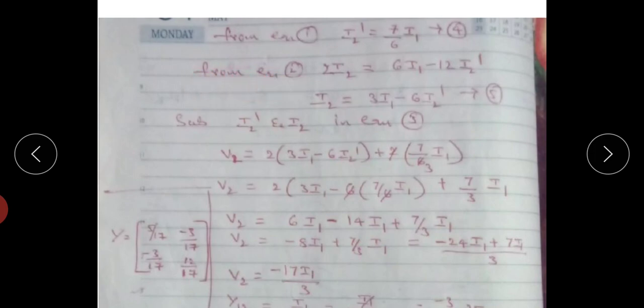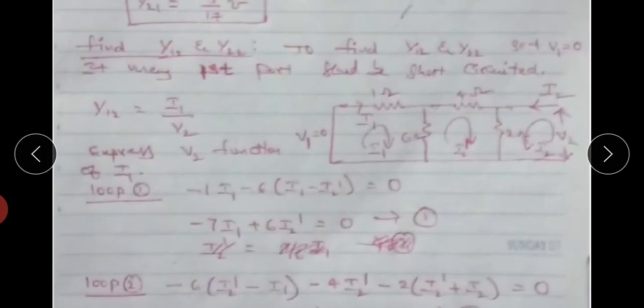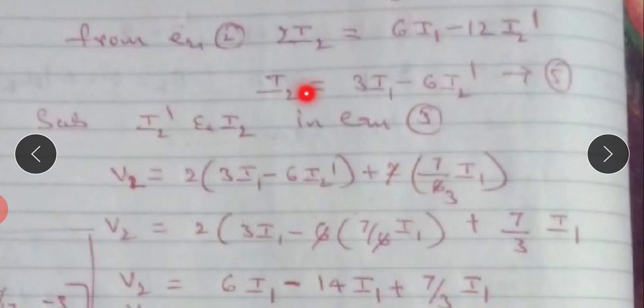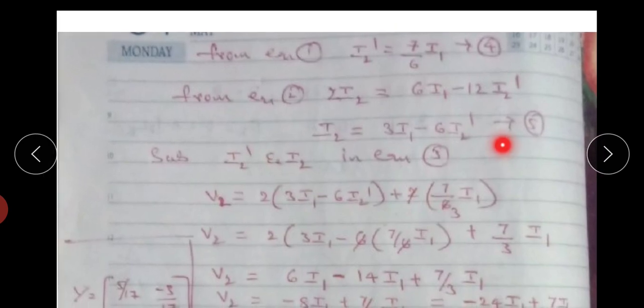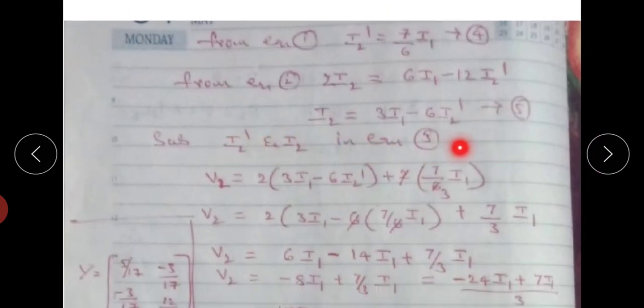So next, from equation 2 write the I2 equation. By using this equation, I2 equals 3 into I1 minus 6 into I2 dash. So equation number 5. So next, substitute I2 dash and I2 in equation 3.